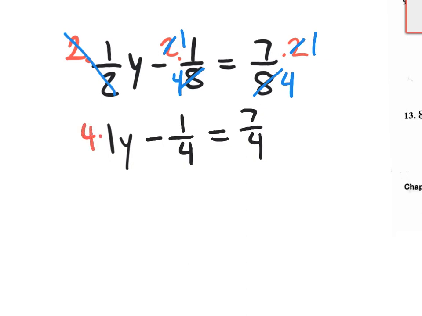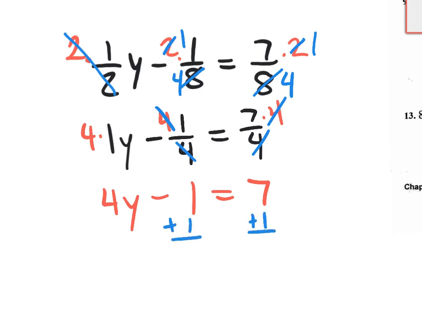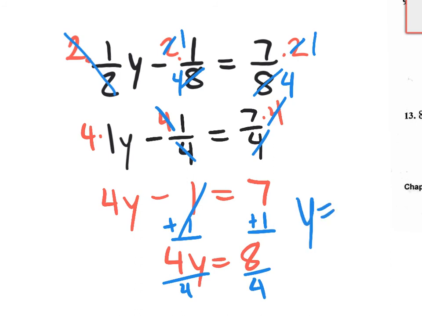So you'd have to multiply by 4, multiply by 4, multiply by 4. You end up with 4y minus 1 equals what? 7. Now, if you solve this, plus 1, you're going to end up with 4y equals 8. And then final step would be to divide by 4, y equals 2.